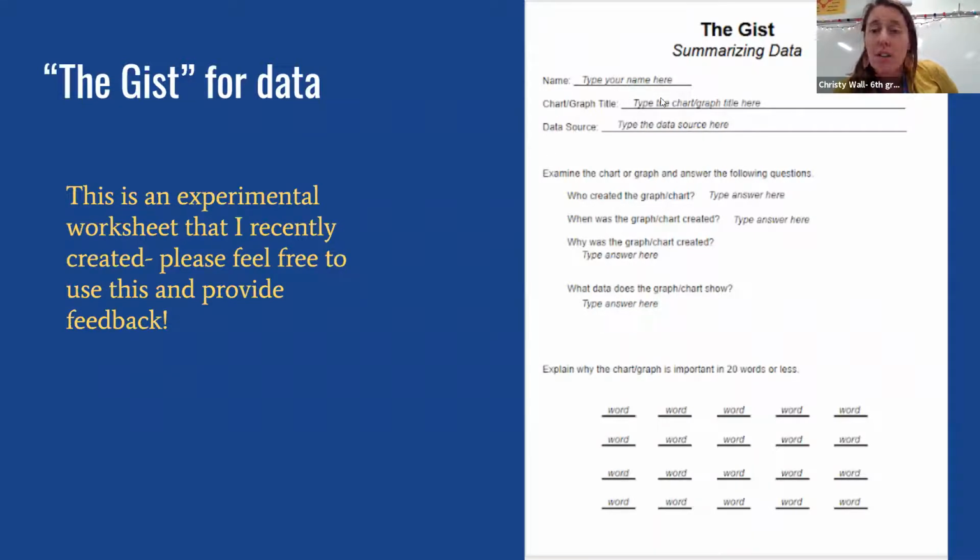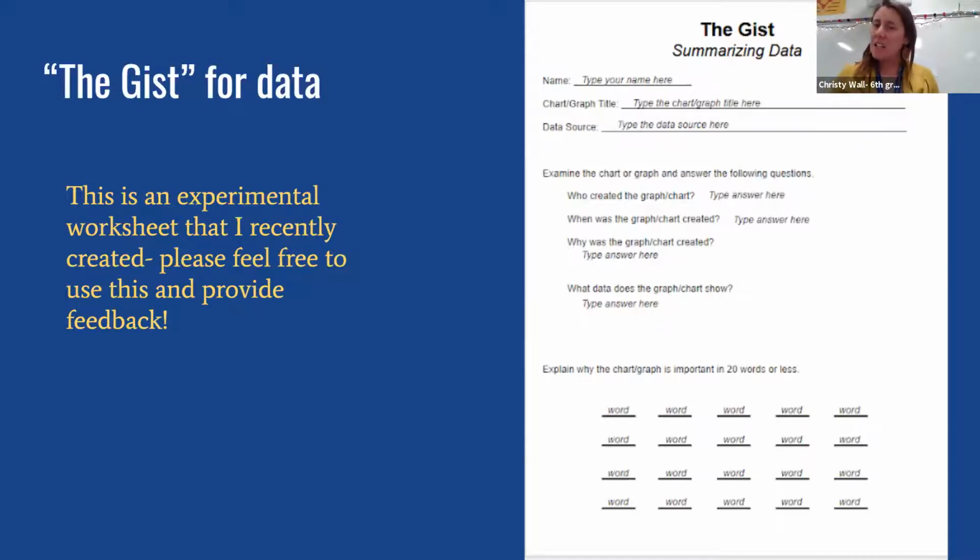So you have the title up here at the top, and you have the data source. You write about who created the graph, when was it created, why was it created, what data does the graph show, and then explain the graph or chart in 20 words or less. So this is an experimental worksheet that I've been trying to use with my students. We haven't used it very many times.